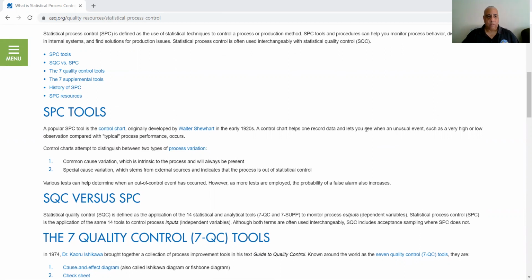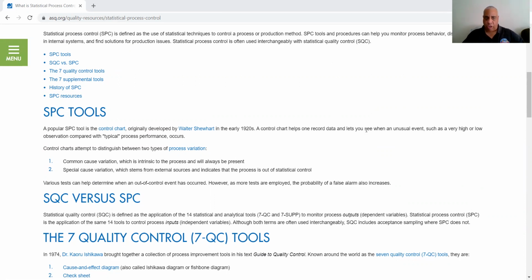Now, control charts attempt to distinguish between two types of variation in processes. Number one is the common cause variation, which is intrinsic to the process and will always be present. Number two, special cause variation, which stems from external sources and indicates that the process is out of statistical control.